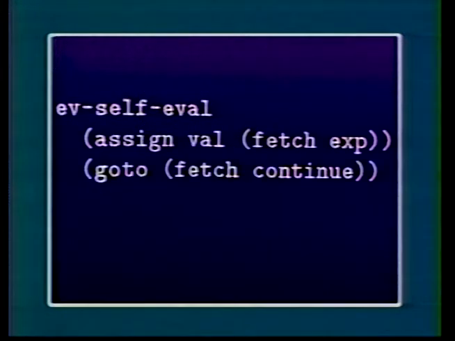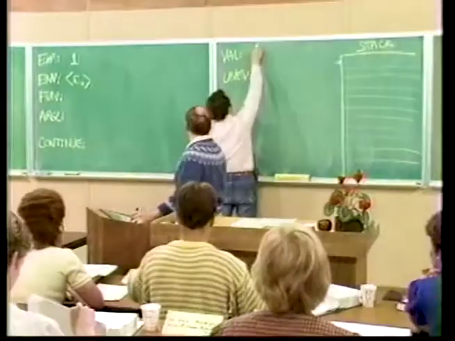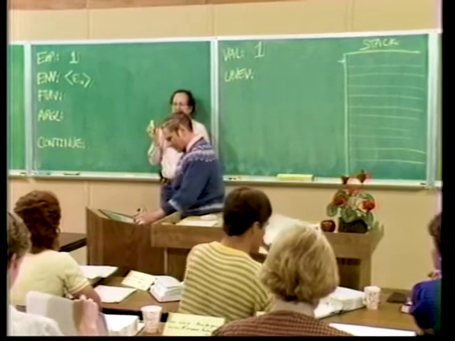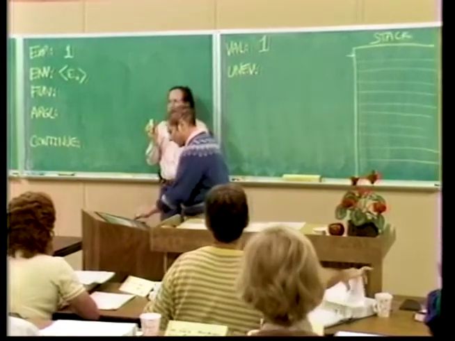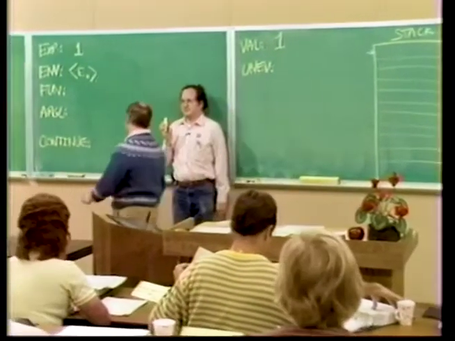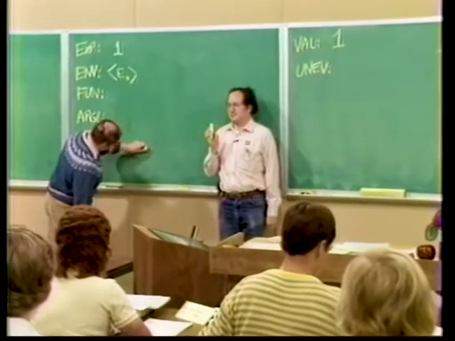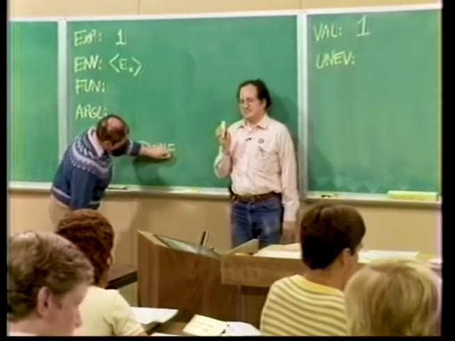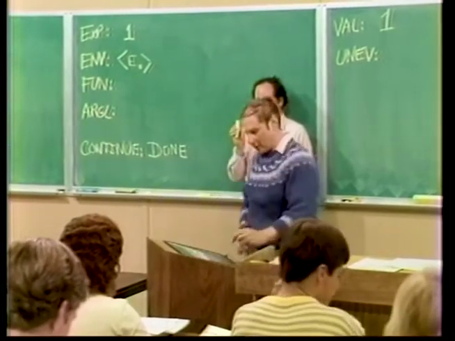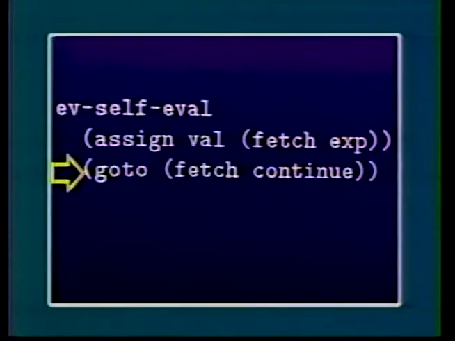EV self eval says, fine, assign to val whatever's in the expression unit. Okay, and I have a bug, because what I didn't do when I initialized this machine is also say what's supposed to happen when it's done. So I should have started out the machine with done being in the continue register. So we assign to val, and now we go to fetch of continue. And now the machine's okay.